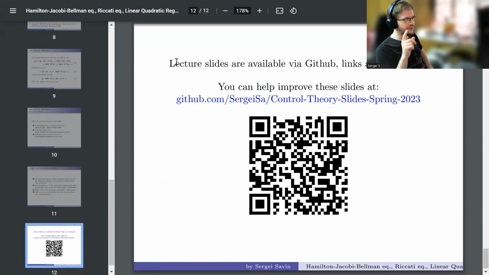Today we will have, I believe, with Simeon, a bit of a study of the discrete case for the LQR. So that will be covered. Make sure you attend the seminar.